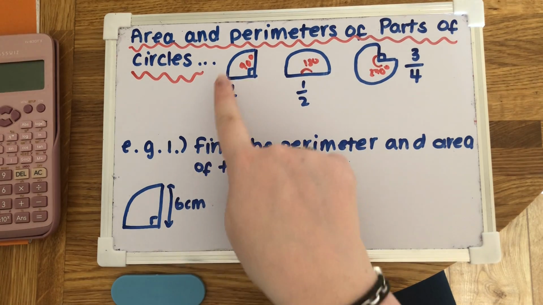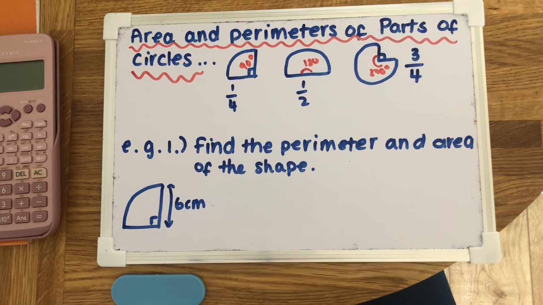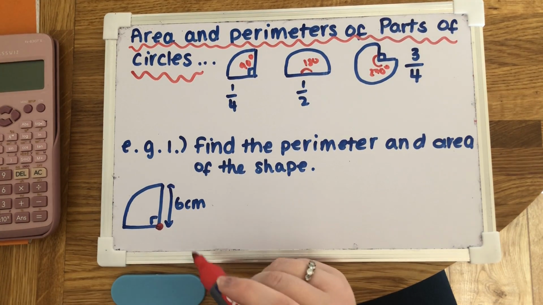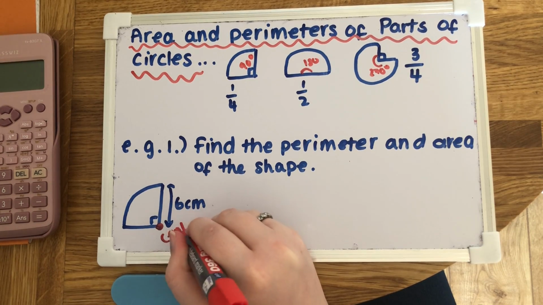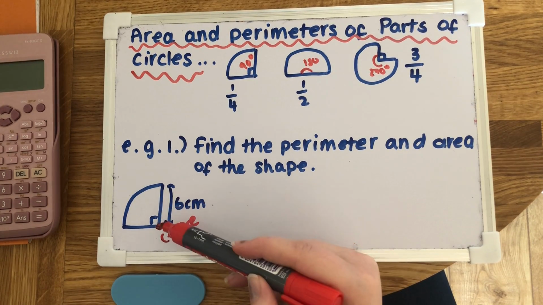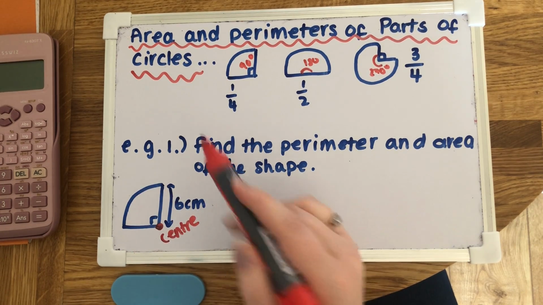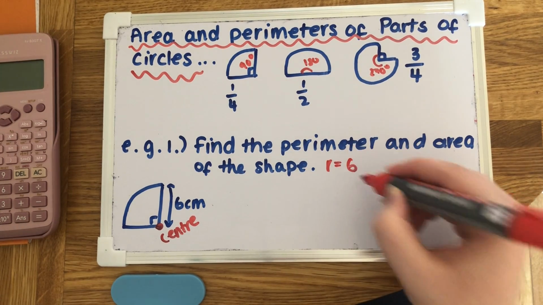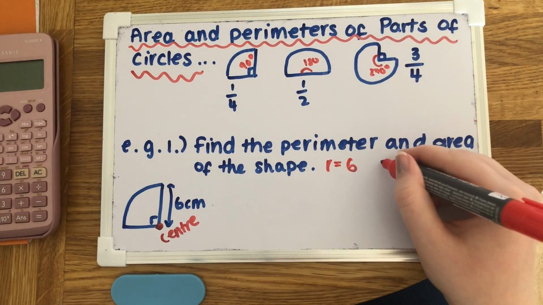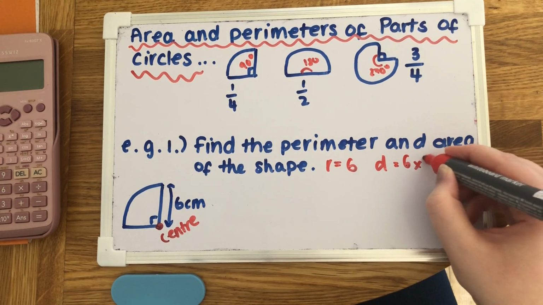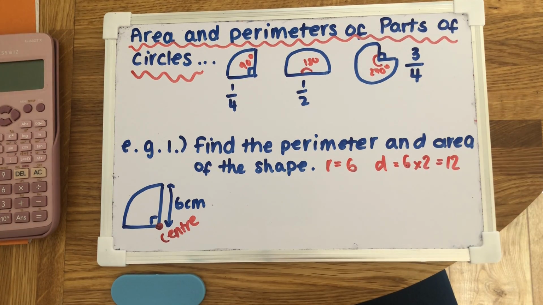So if we look here, we've got a quarter of a circle. Now the biggest mistake that people make is that people aren't aware of actually what this 6 represents. So this point in the corner of our sector is the centre of the circle. Because that's the centre, the length from the centre to the outside, or the circumference, would be the radius, so the radius is 6. We are finding perimeter as well, so I'm going to work out the diameter as well. The diameter is the radius times by 2, which is 12. That's going to be important later.